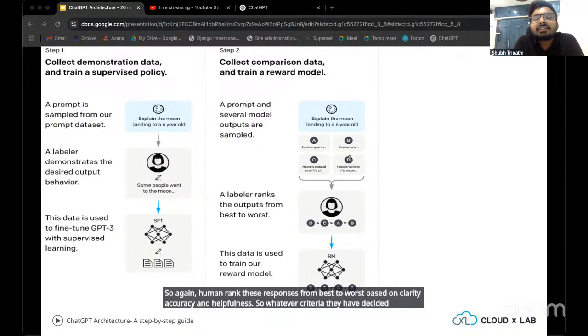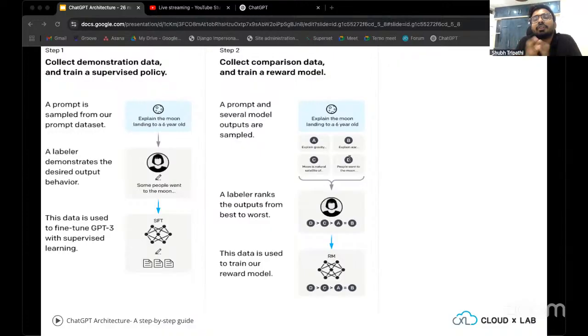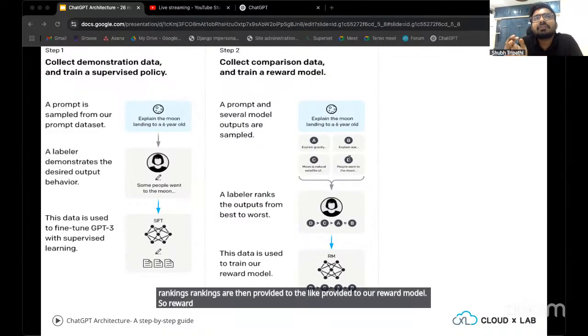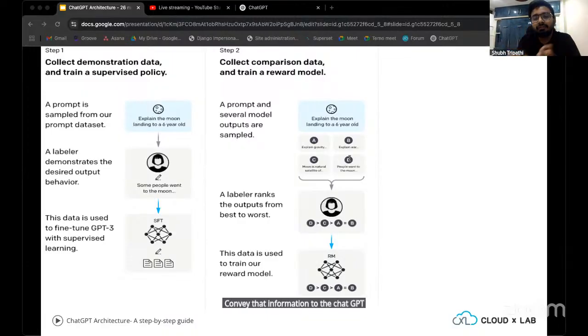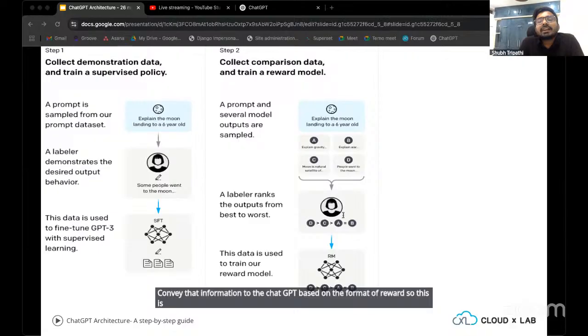So these rankings are then provided to our reward model. The reward model is the model which we train, and we give this input to the reward model, and it will convey that information to ChatGPT in the format of a reward. So this is what it actually does. For a prompt like explain climate change in simple terms, the model generates several explanations. Humans then rank them, and the reward model learns what makes a response better based on these rankings.